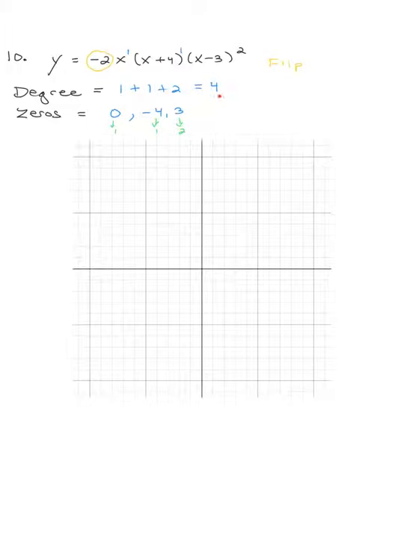So again, we have this even degree, so it's actually going to go down on both sides. I'll plot my zeros. So that was 1 at negative 4, so 1 at 0, and 1 at positive 3. It's going to go down on both sides.